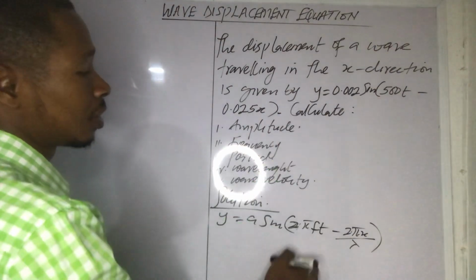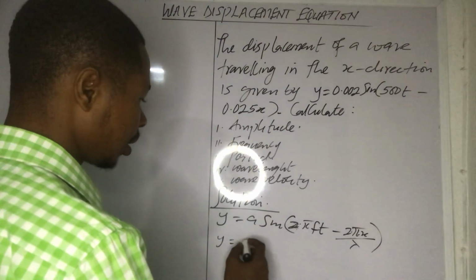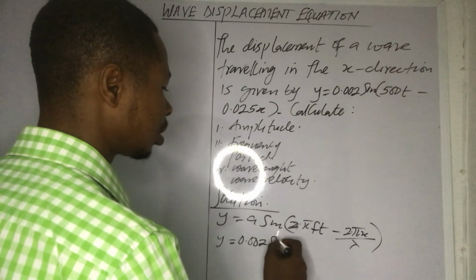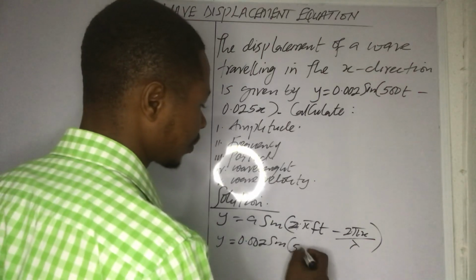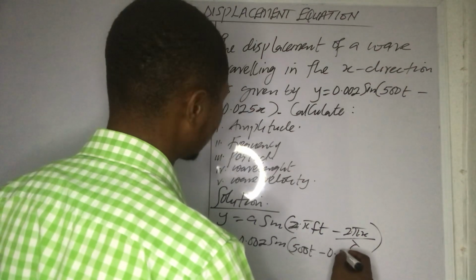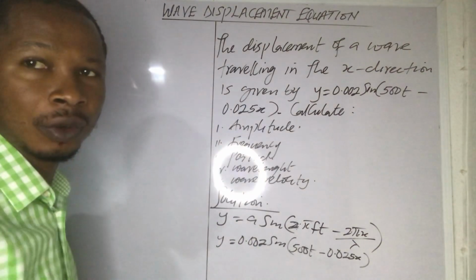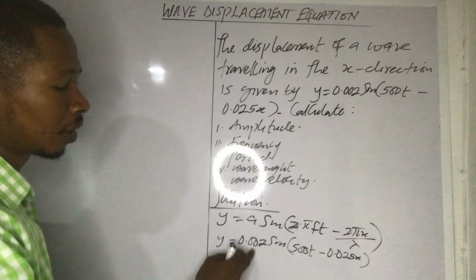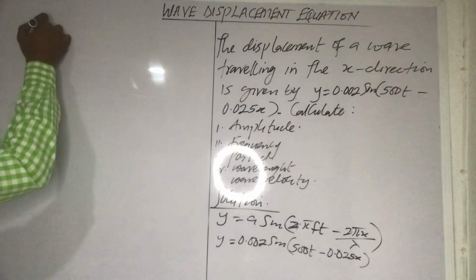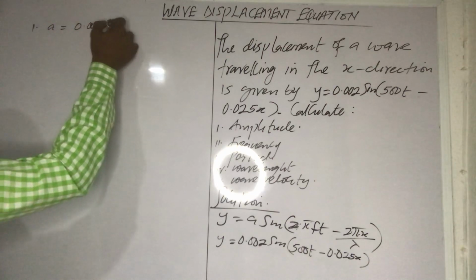So if you compare this with the one that you are given, with y is equal to 0.002 sine open bracket 500t minus 0.025x, it means that your amplitude A is equal to this one. So in that case, my first one, amplitude A is 0.002 meter.